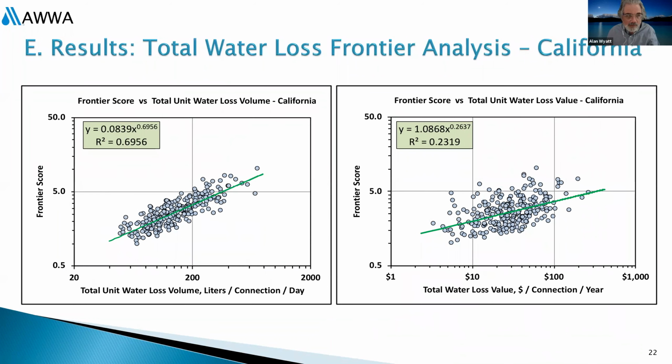Now, this is the assessment of the indicators. In this case, the unit water loss volume is not a fantastic correlation, but about 0.7. Things are not biased. They're fairly smooth, even though there's scatter. Now, if we look at the value indicator, we see a lot more scatter, and it's not necessarily even, with an R-squared of 0.23. So that would result in a low technical rigor score.